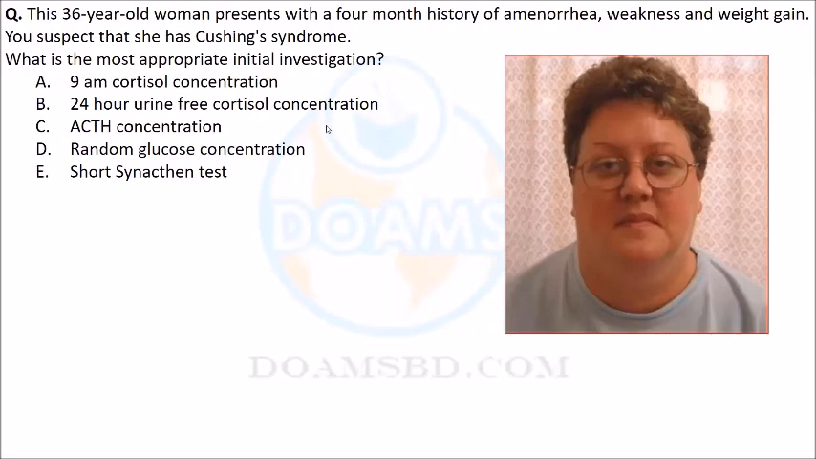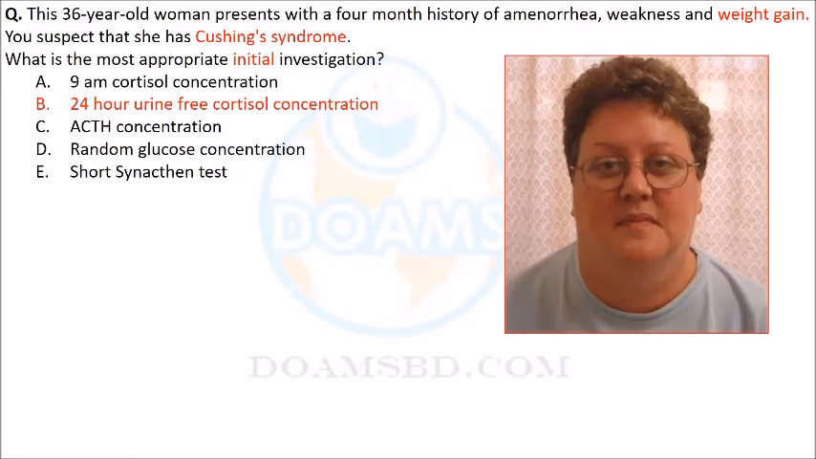What will be the first test? Short test. Cortisol is the diagnostic one. If you see that this is the Cushing picture, you are already asked that you suspect Cushing syndrome. So what will be the best test to exclude Cushing syndrome? 24-hour free cortisol. There may be other tests also among these 5 options, but from these, 24-hour urinary free cortisol.